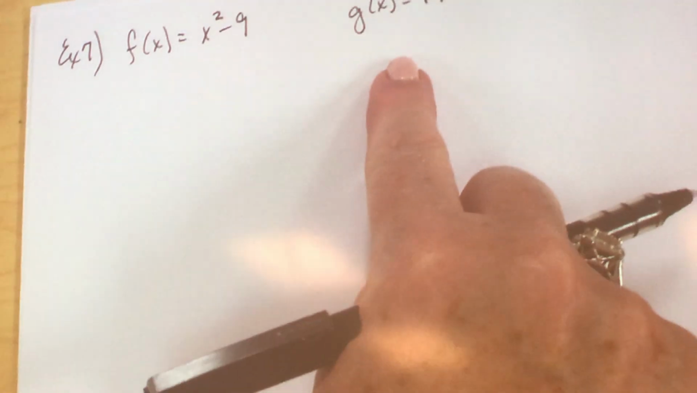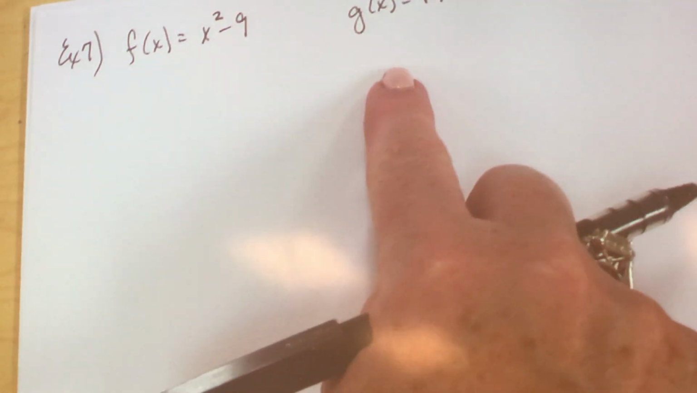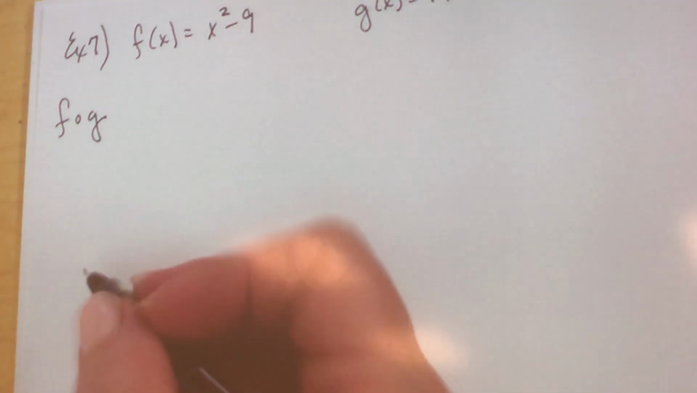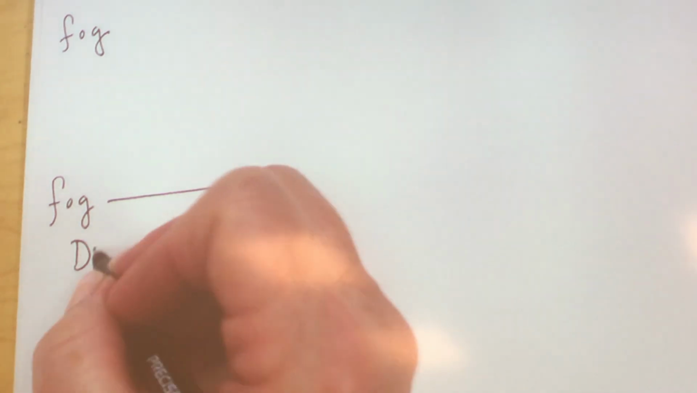Okay? This time we're not going to find g composite f. It's a little crazy. So we're only going to find f composite g. I want you to find f composite g, and I want you to find its domain.